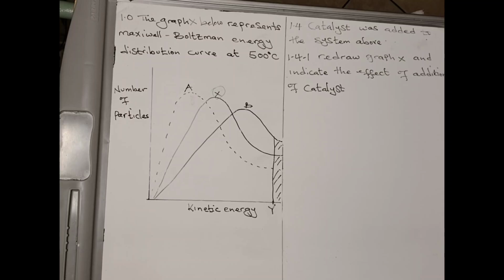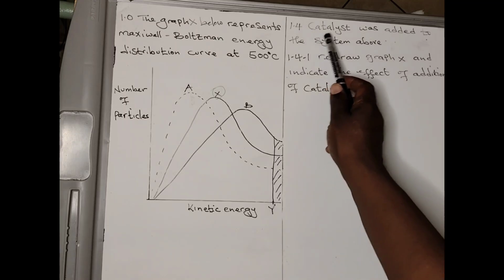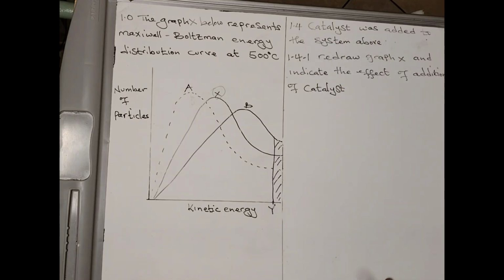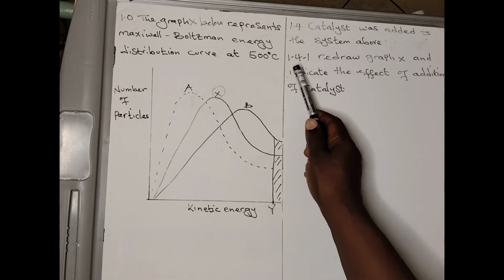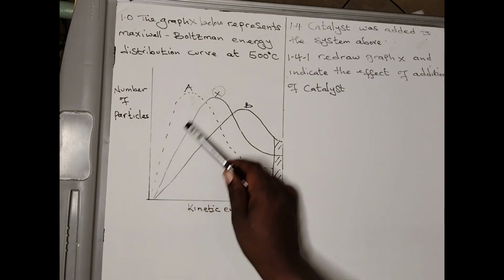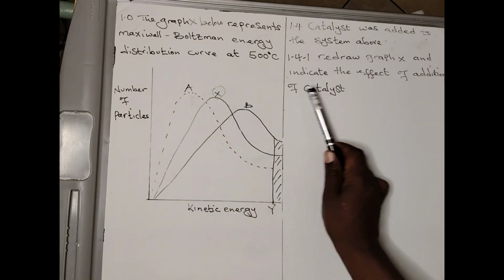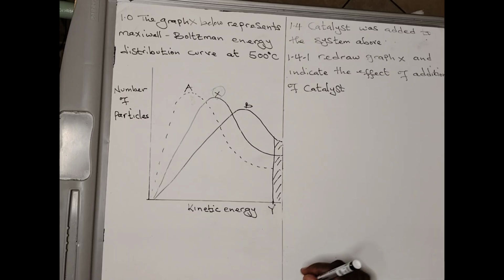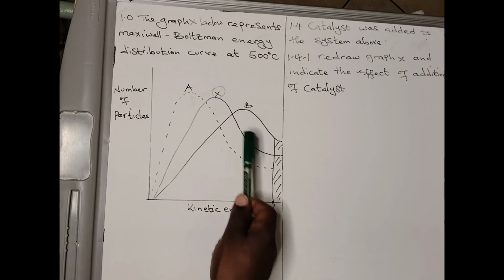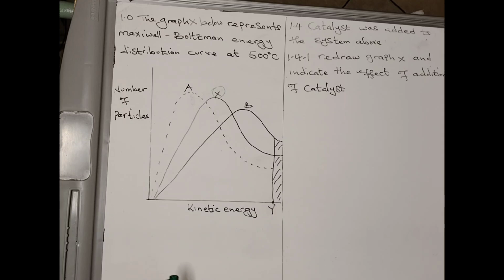Then comes this question 1.4. The statement says catalyst was added to the system, and the question says draw graph X, okay, and indicate the effect of addition of a catalyst. So the question here is, what effect does the catalyst have on this graph or on this system?